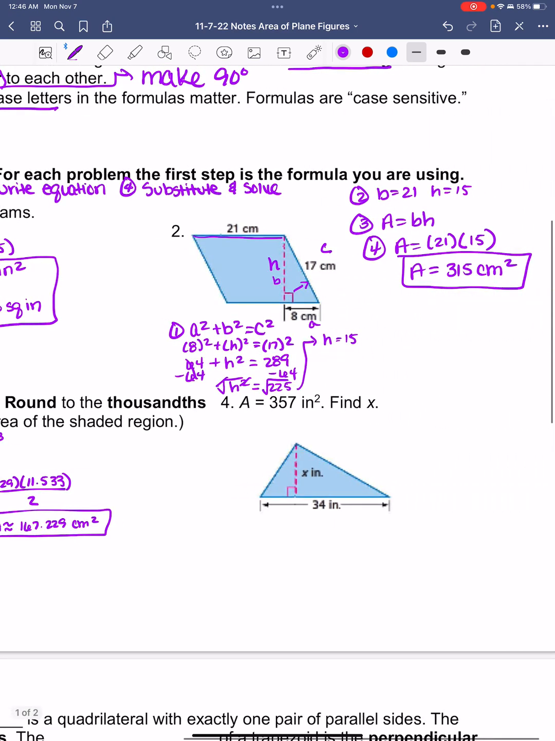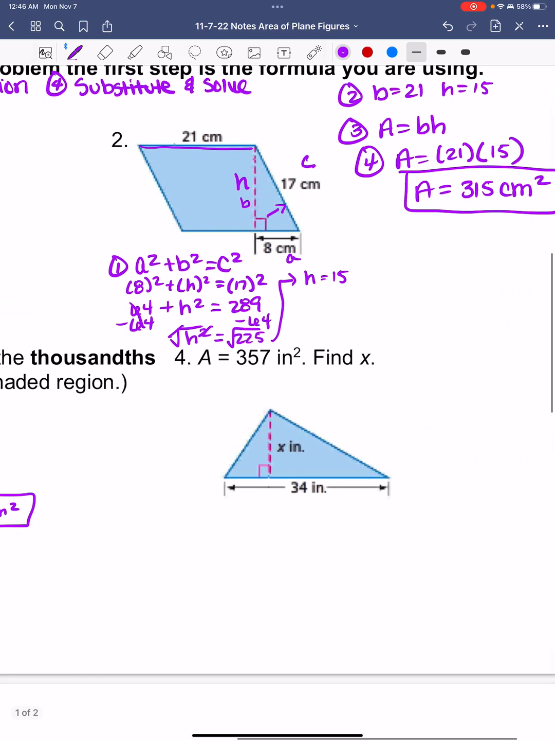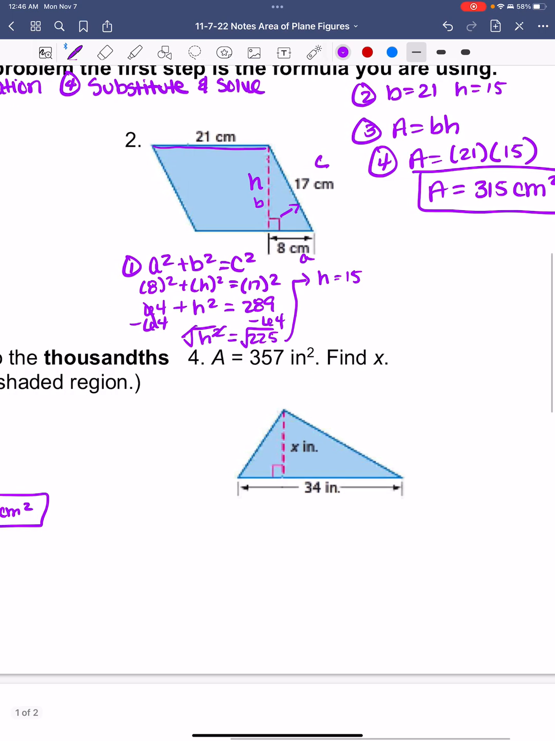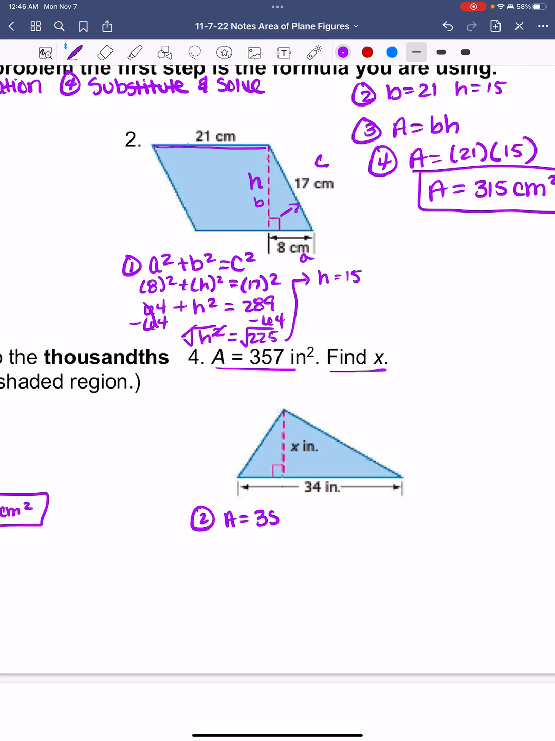On this one, number 4. Number 4 is a little bit different because the simple fact it tells us to find x. So it's going to change our order just a little bit because we are finding x. Specifically, we are given our area. So we're going to skip step 1, and go straight to 2 and write down our given. Our given is A is equal to 357. That is our area. Our base is going to be 34, and our height is going to equal x.